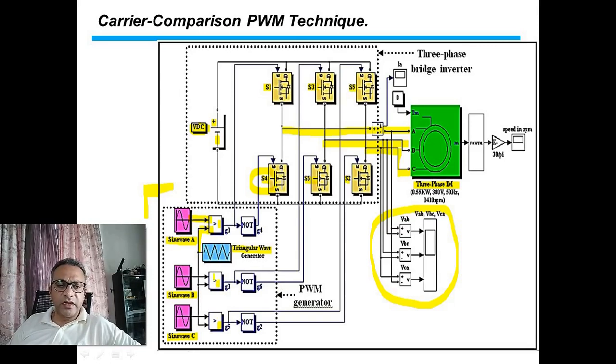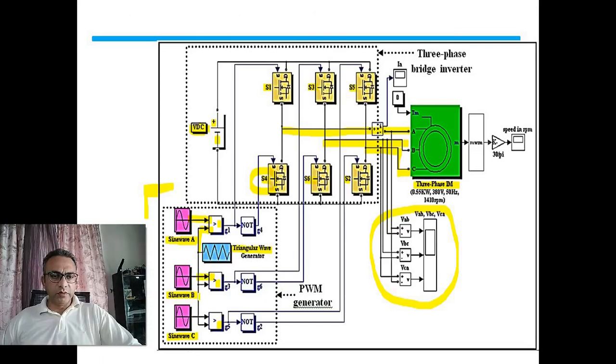The second comparator again has two inputs. One input is sine B and the second input comes from the same triangular waveform. The second comparator produces an output which goes straight to S3, whereas S6 is controlled after the comparator signal is fed to a NOT gate, or inverter, and then given to S6. So this was the control circuit for phase B.